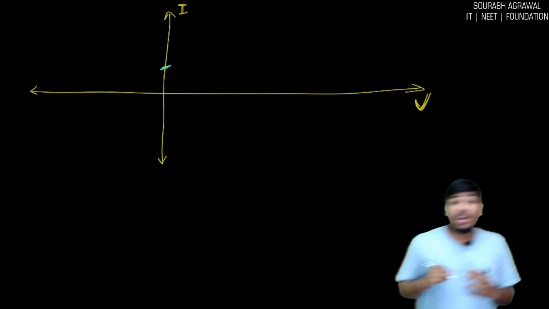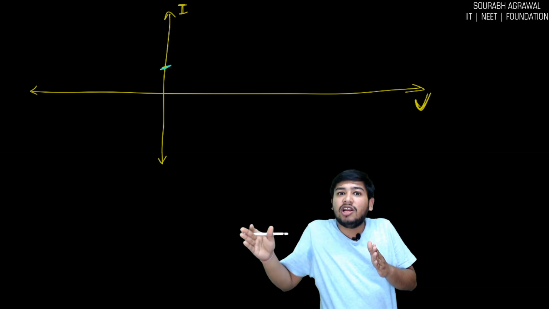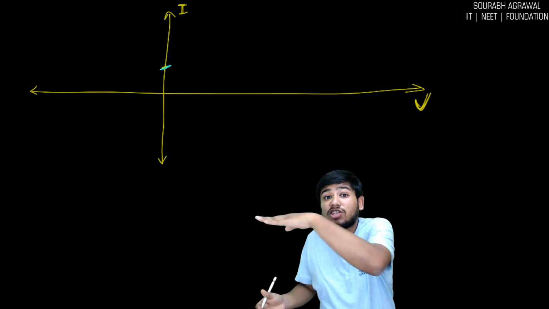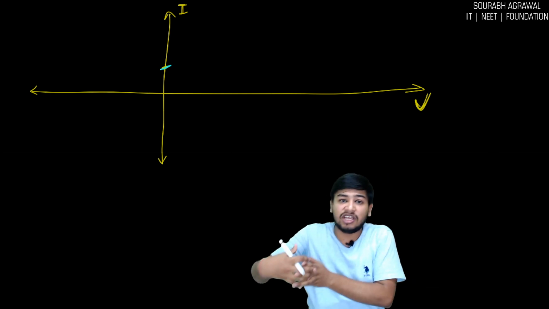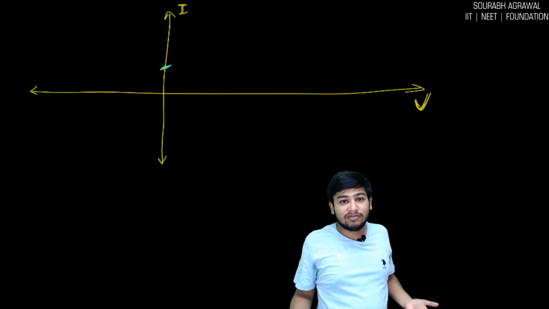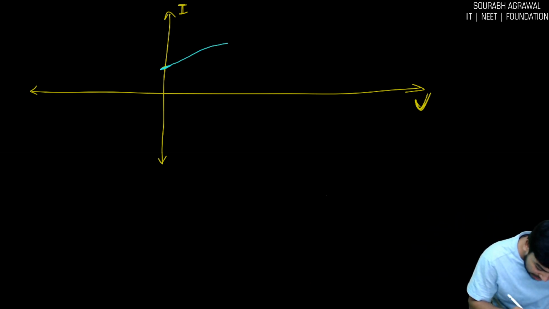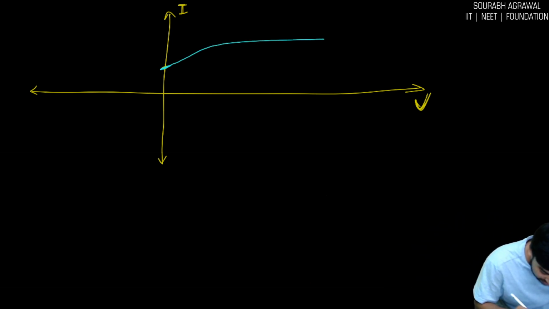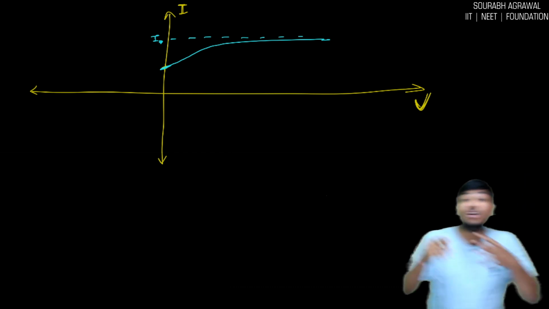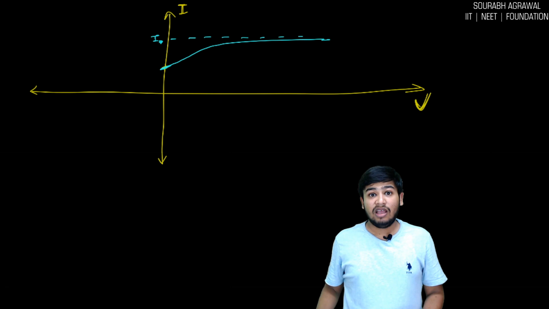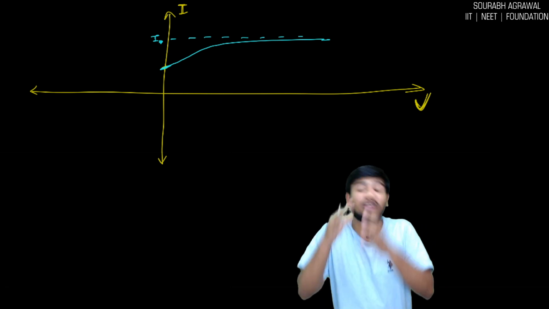Are you getting my point? Now what is happening? As you increase the potential in the positive direction, the current increases. But after some time it becomes constant, because all the electrons that come out are reaching. Now from where will new electrons come? So it increases and then becomes constant. We call this current the saturation current. Saturation happened, now it will not increase.